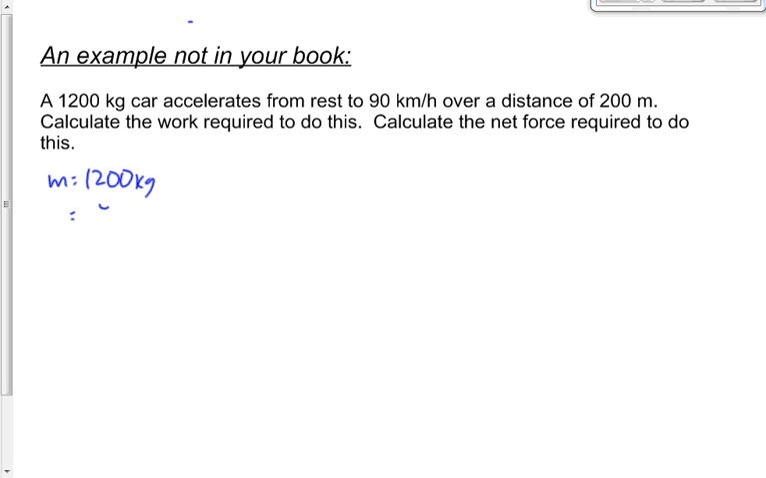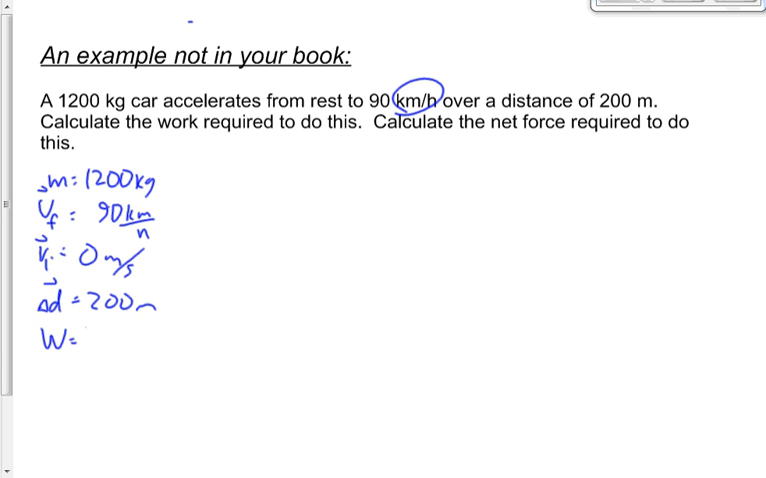What else do we have? 90 kilometers per hour. We don't want kilometers per hour, right? We want meters per second, but we'll deal with that later. What is that, by the way? V what? V, Vi, Vf, delta V, what is it? It accelerates from rest to 90 kilometers per hour. What's the 90? Vf, yeah. Do we know what Vi is, by the way? What is it? 0. It's at rest. Displacement is 200 meters. We're looking for the work, and we're looking for the force.